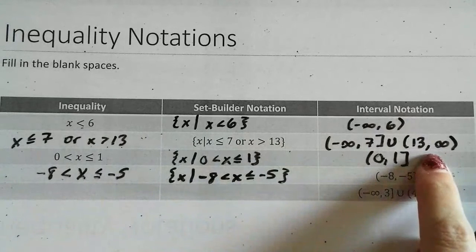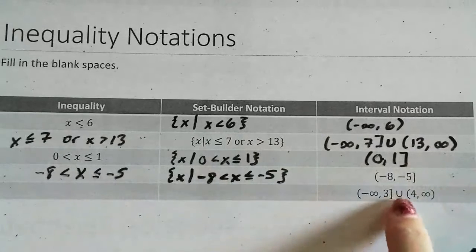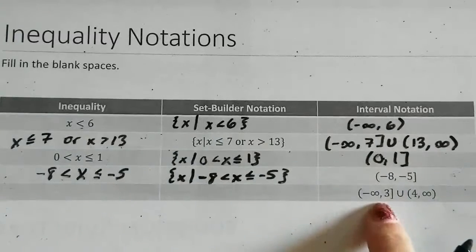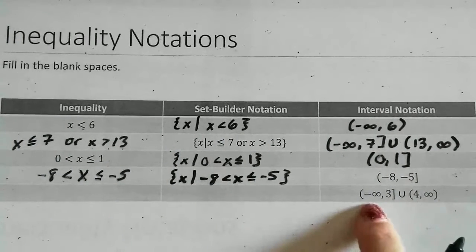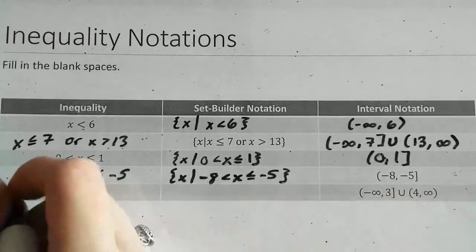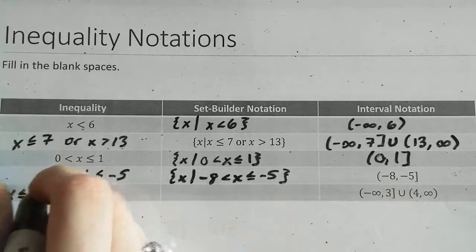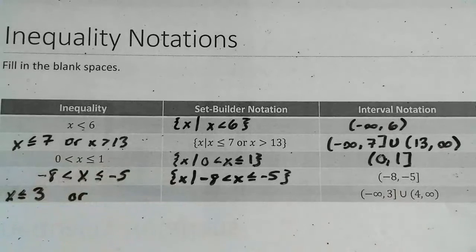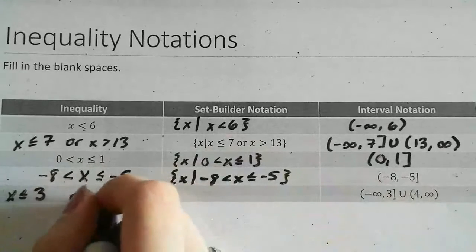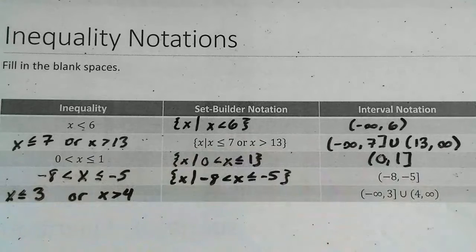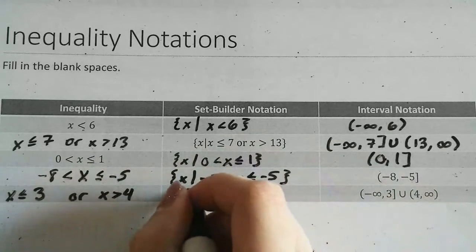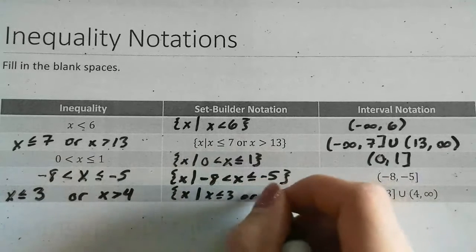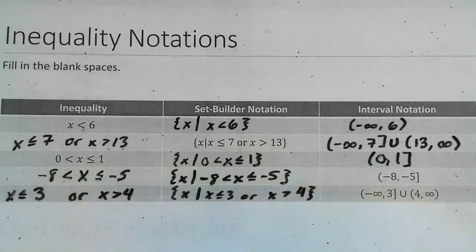Finally, we're looking at negative infinity to 3 union 4 to infinity. This looks a lot like the second one we did. So we see this union, which means we're going to have an or. So we're going to have some interval union another interval. Negative infinity to 3 means that x is less than or equal to 3. Then we have our union, which stands for or. And then 4 to infinity would be x is greater than 4. So our set builder will be the set of x such that x is less than or equal to 3 or x is greater than 4.